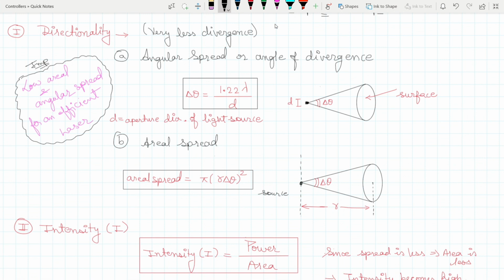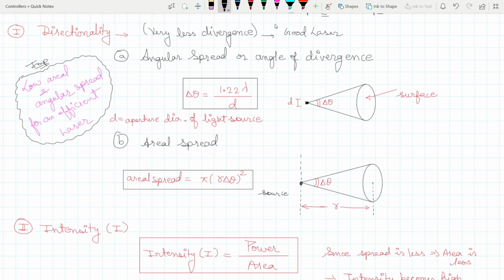For a good laser we require less divergence. This is the quality of a good laser. Very little divergence is observed for a good laser, and these formulas are very important, and many questions from these two formulas have been seen in the GATE exam. So these formulas are important.